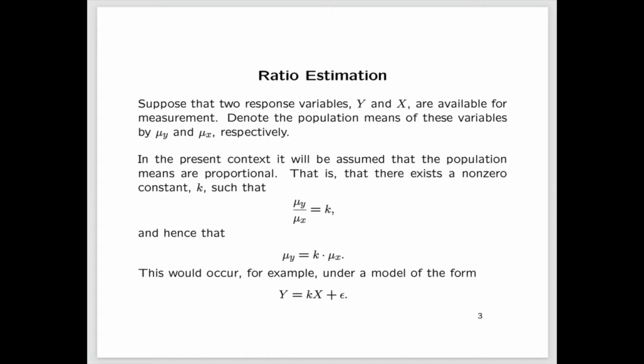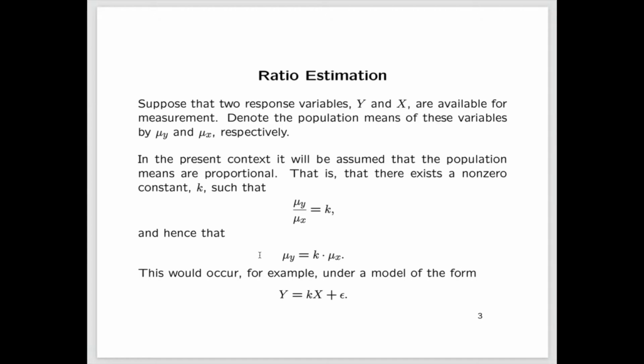Suppose that two response variables, y and x, are available for measurement. Denote the population means of these variables by mu sub y and mu sub x respectively, so that mu sub y is the mean of y and mu sub x is the mean of x. In the present context, it will be assumed that the population means are proportional, that is, that there exists a non-zero constant k such that the ratio of the population means, mu sub y over mu sub x, is equal to this proportionality constant k, and therefore that mu sub y is equal to k times mu sub x.